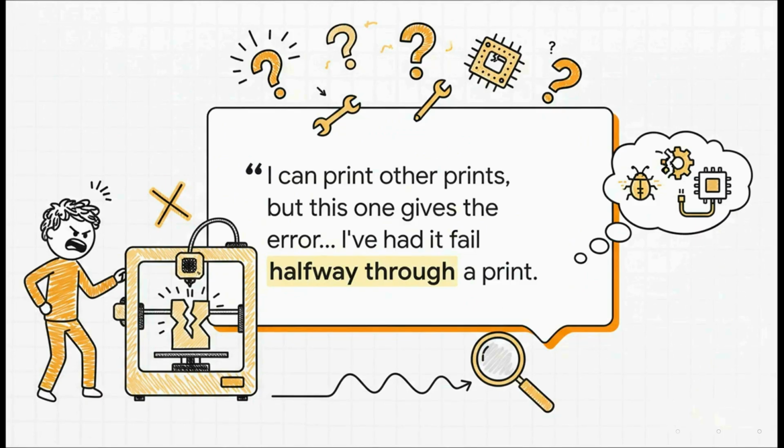A user on Reddit is pulling their hair out over their 3D printer. It works sometimes, but then it fails on specific complex prints or just randomly dies halfway through. The machine reports a software error, but that random intermittent behavior, that is a massive red flag. Is it a weird software bug, or is something physical, something in the analog world causing that microcontroller to just give up? This is exactly the kind of rabbit hole we're diving into today.